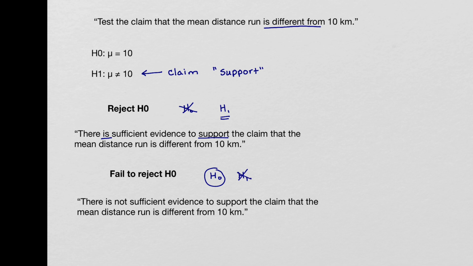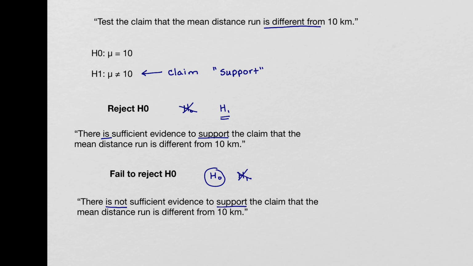So we don't have evidence to support our claim, and so we would say there is not sufficient evidence to support the claim because we're not rejecting that null hypothesis. Now, this is when the alternative is the claim.